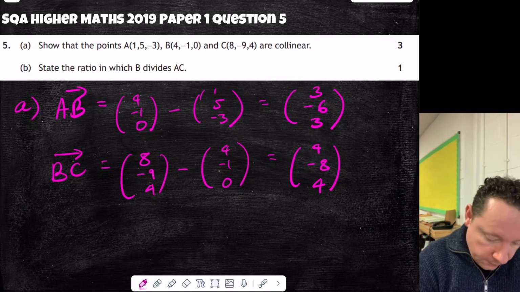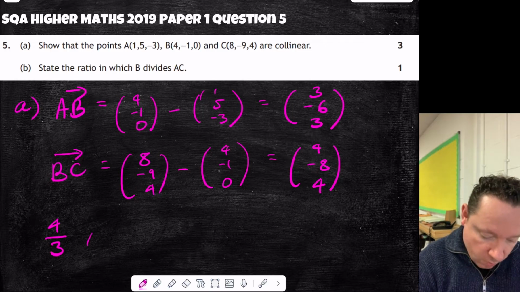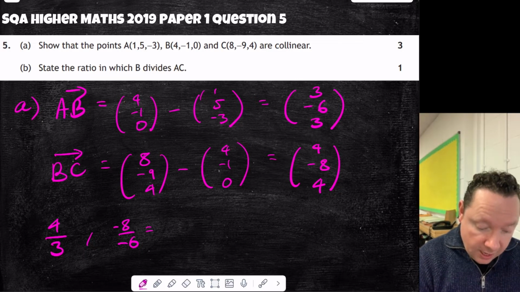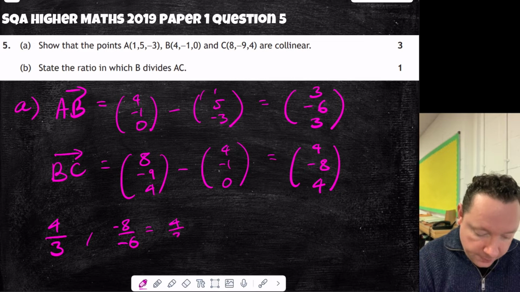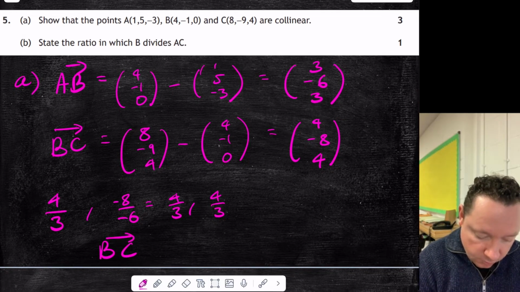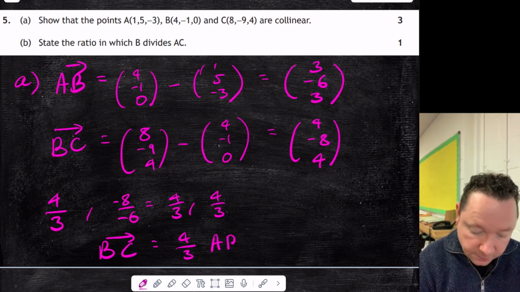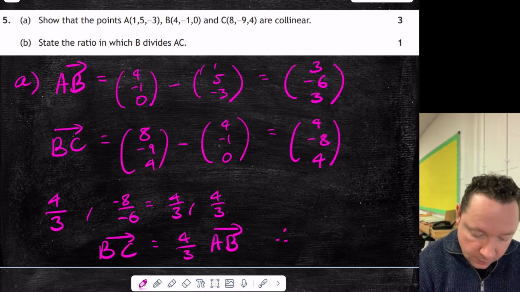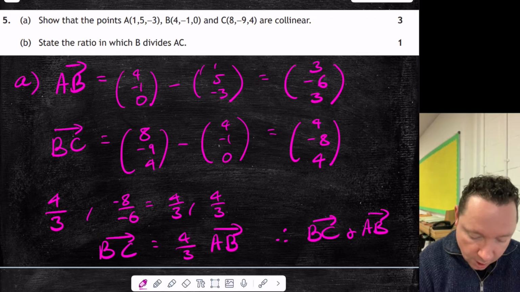So 4 divided by 3 is the first one. And then we've got minus 8 over minus 6. Well, if I simplify that, divide that by 2, you get 4 over 3. So that's the second element. And then the third element, 4 over 3 again. So we can then say quite easily that B to C is equal to 4/3 of A to B, sorry. And therefore, BC and AB are parallel.